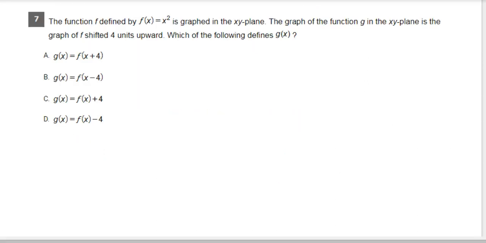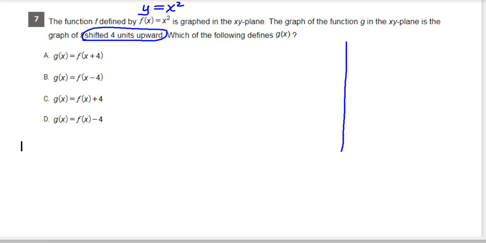All right, number 7, the function f defined by f of x equals x squared. And just remember, f of x is really just the same thing as y. So this is really saying y equals x squared, is graphed in the xy plane. The graph of the function g, so a different function, is the graph of f shifted 4 units up. So that's kind of the key part. So we have a function f, which let me just sketch that.